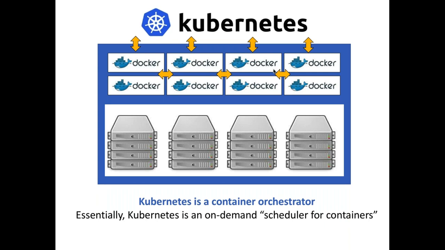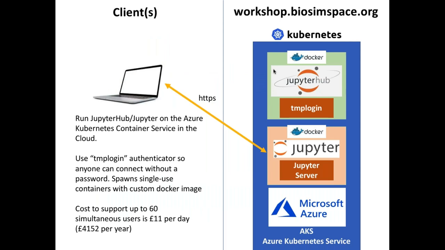Essentially, if all of that was too long to read, you can think of Kubernetes as being effectively a scheduler for containers. So this is how we use Kubernetes on the cloud to run BioSimSpace. There's a website, workshop.biosimspace.org, which is the thing I connected to right at the beginning of this talk. I connected over HTTPS, and when I connected, the Kubernetes service basically spawned a pod here, which contained the Jupyter server and all of the BioSimSpace software, which was then able to run and interact with me.